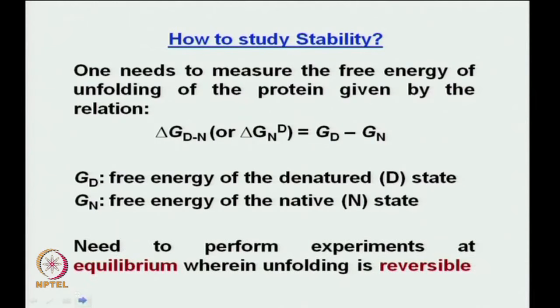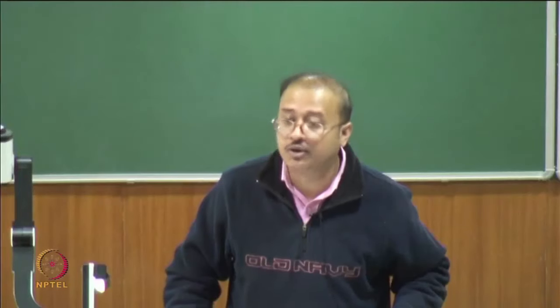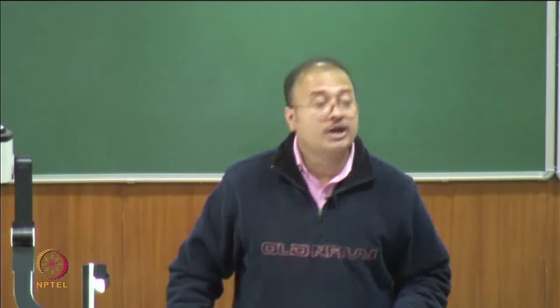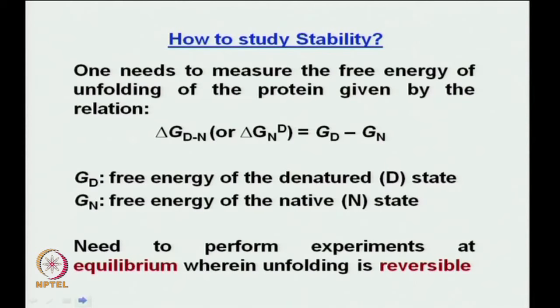So, we need to perform experiments at equilibrium when unfolding is reversible. Okay. Now, this is important. When you are talking about delta G equal to 0, delta G has an immediate relation with the equilibrium constant: delta G equals minus RT natural log K equilibrium. Now, what it means is, no matter what you do, you have to make sure that the system is always at equilibrium. That is why these are equilibrium measurements. Your system is always at equilibrium.